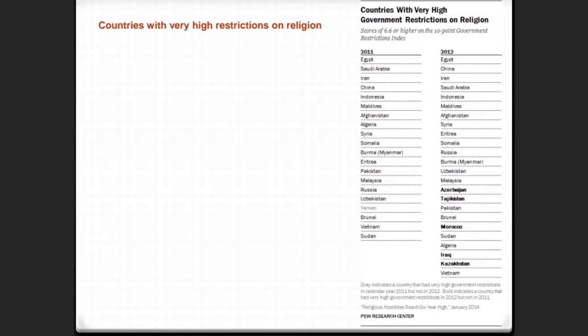And of course, as of 2012, countries that have high government restriction on religion still include Egypt, China, India, Iran, Saudi Arabia. You can see somehow the list in terms of priority changed in 2012. But this seems to reinforce the same countries that were in 2011. Only that in 2012, there was a change in the ranking of countries that restrict religion. All right. We progress.